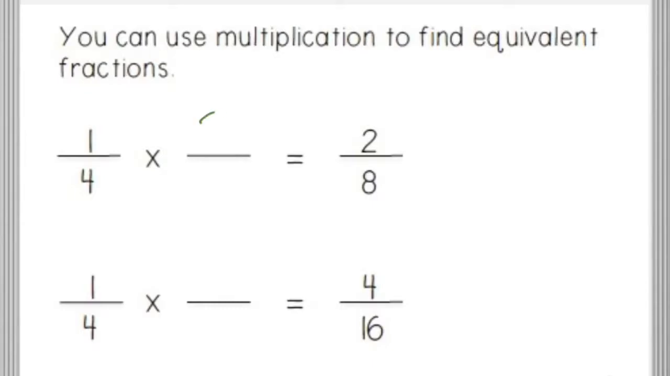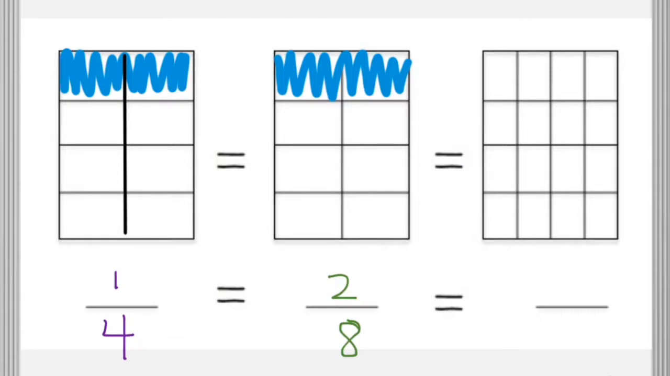So 1 times 2 equals 2, and 4 times 2 equals 8. So if we multiply 1/4 times 2, we get 2/8. That gives us the fraction 2/8. This is what we were doing when we changed our picture from 1/4 to 2/8. We doubled the numerator and the denominator.